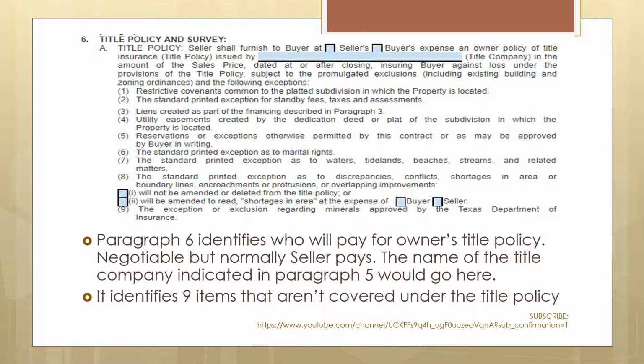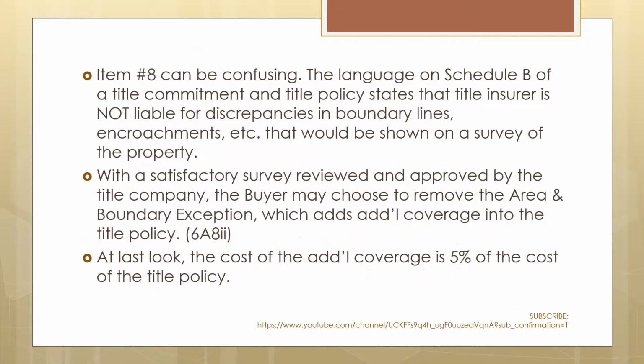Those things are not what's covered in the title policy. Those are exceptions to the insurance. The number 8 will be discussed in the next slide. It can be confusing. The language on Schedule B of a title commitment states that the title insurer is not liable for discrepancies in boundary lines, encroachments, etc. that would be shown on a survey of the property.